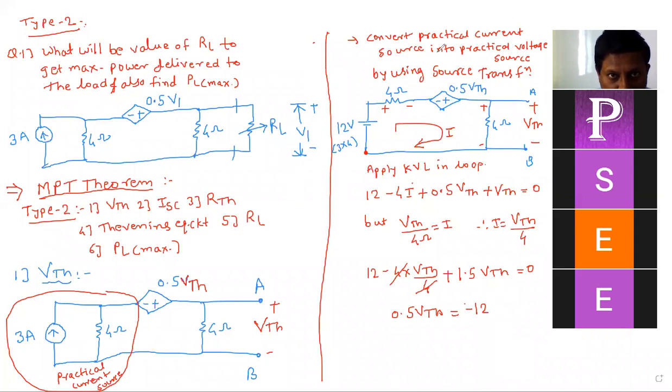Whether it is correct? VTH divided by 4 ohm you can do, then you can get the I. Up to this step we are correct.